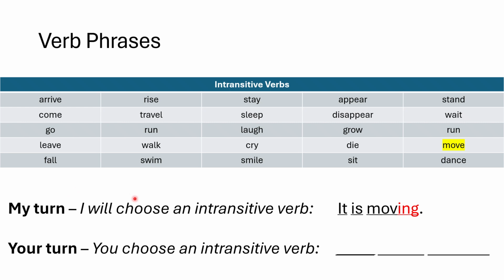My turn. I will choose an intransitive verb. Move. It is moving. Remember, for a verb to be in the continuous tense, the suffix ing must be added to the end of the base verb. When the verb ends in e, drop the e to add the vowel suffix ing. Your turn. You choose an intransitive verb.